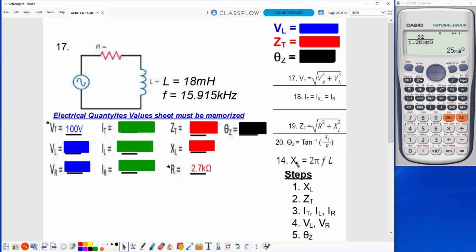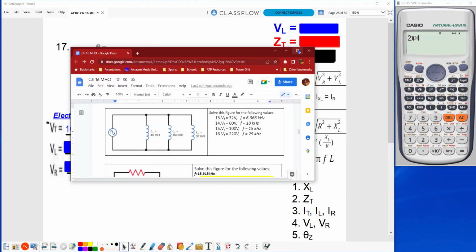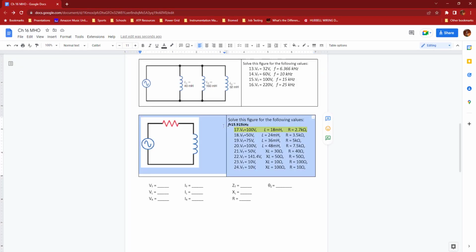I'm going to use formula number 14 from the Chapter 16 formula handout to solve for my XL. XL equals 2 pi FL. So 2 shift exponent button 2 pi times, here is my frequency, 15.915 kilohertz. Going back to the math handout just for a sec, you see the frequency is right here in bold. That frequency will be used for problems number 17 through 24.